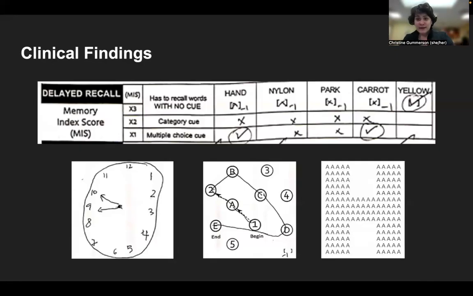And then as you can see beneath that part of the slide, we see her clock. And she's able to draw the circle, put all the numbers in the right place, but had a little bit of difficulty with 10 past 9. As we go left to right on the screen, there's what we call trails testing again, where she starts off 1 to A, A to 2, 2 to B, but then starts to get lost, right? Starts to get focused on all of the letters, but forgets the numbers.